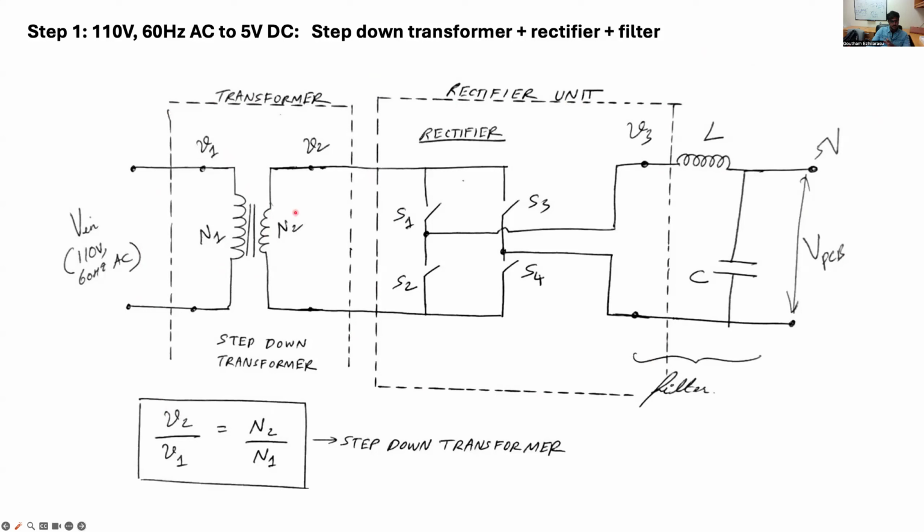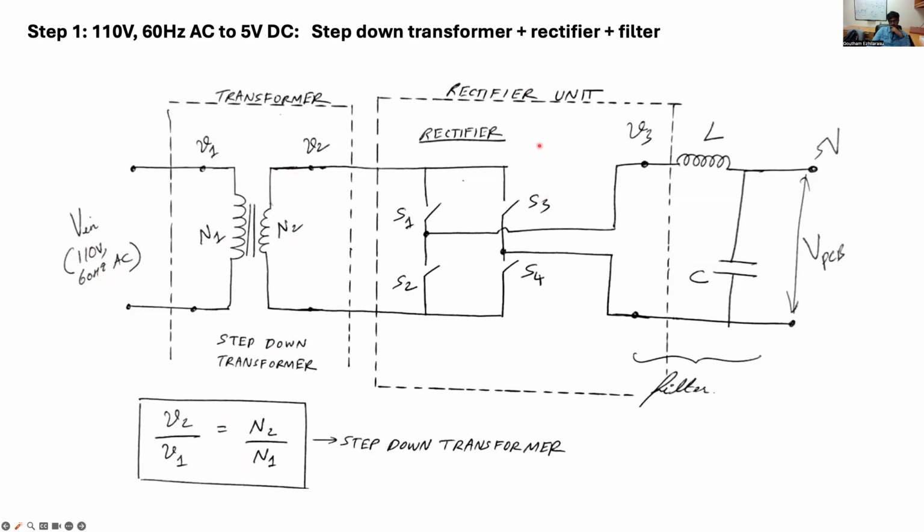And so here you have a step-down transformer where the ratio of the output to the input voltage is the same as the ratio of the turns of the output to the input. So by reducing the number of turns of the coils at the output compared to the input, you can reduce the voltage at the output side compared to the input. So you have 110 volts AC applied here. It's stepped down to a lower voltage value.